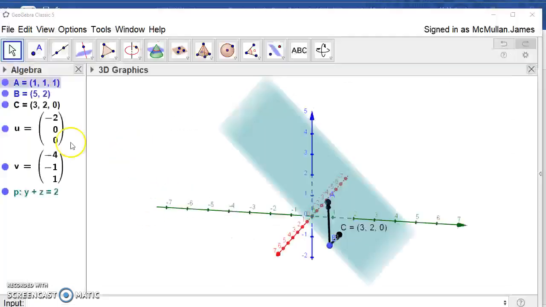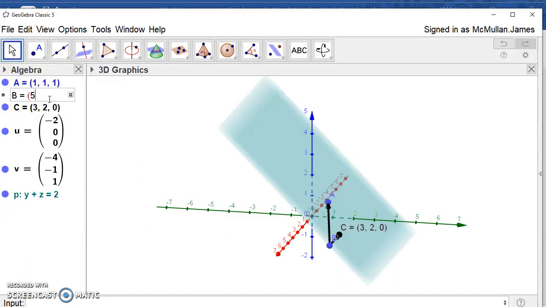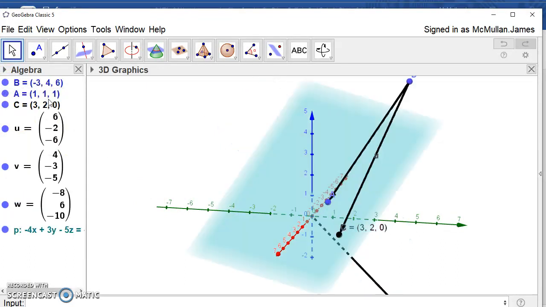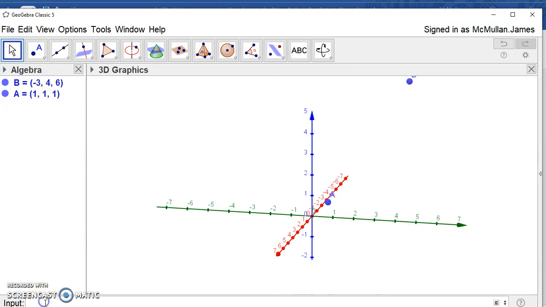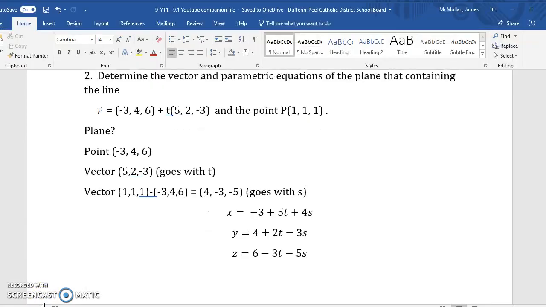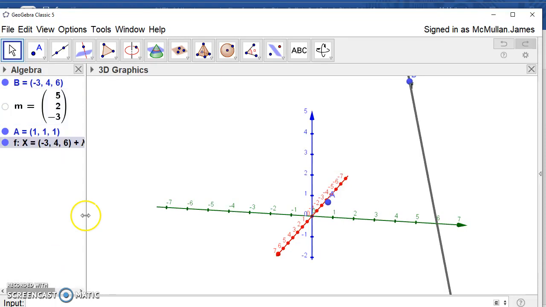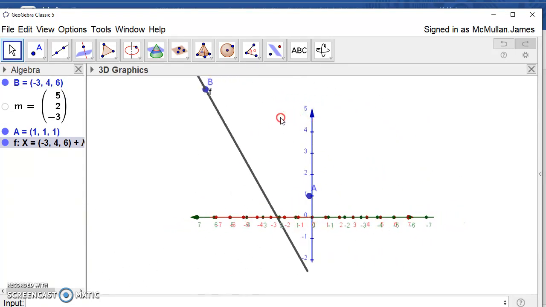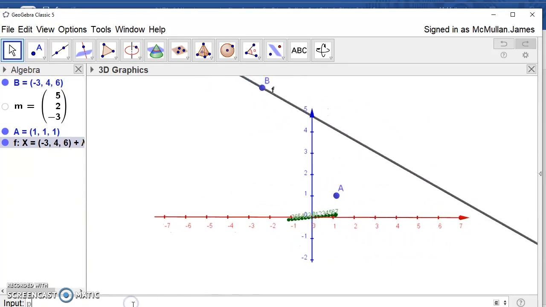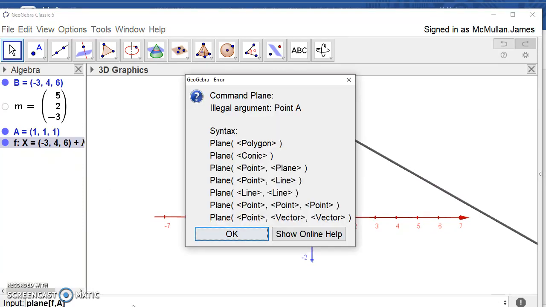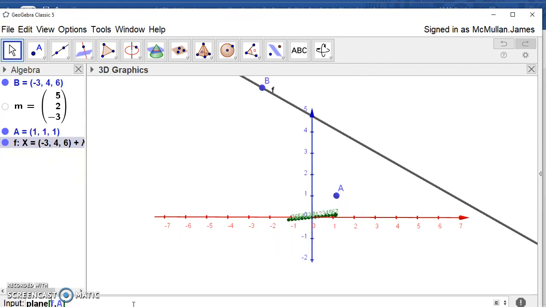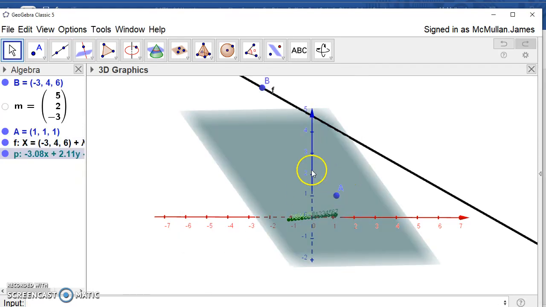It has to have the line -3, 4, 6. So we're going to change B to -3, 4, 6. And it has to contain the direction vector 5, 2, -3. M equals 5, 2, -3. Now if we make a line that contains point B and this direction vector, that line is over here. I need a plane that now contains this line and my point A. And you can see I need to do it point first and then the line is a criteria.